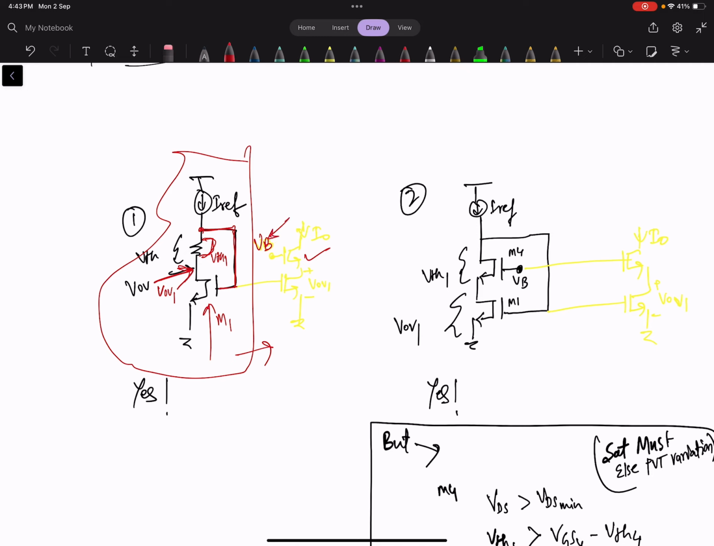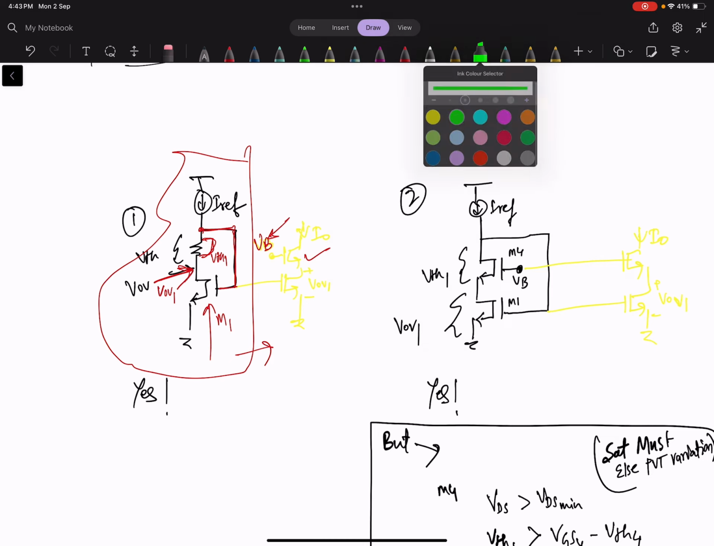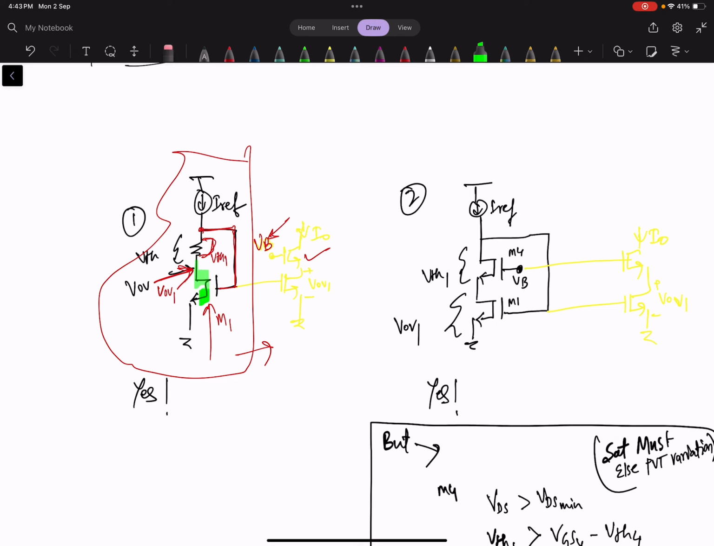So the primary thing to look at here is that we have an NMOS, and this is connected here, and there is one resistance here. So yes, we can use this as a reference for the cascode current mirror. Okay, let's go to another circuit.